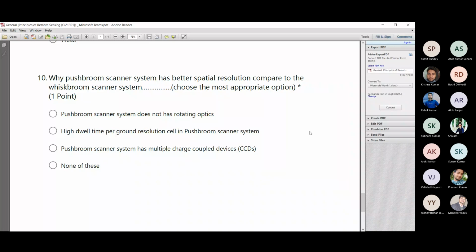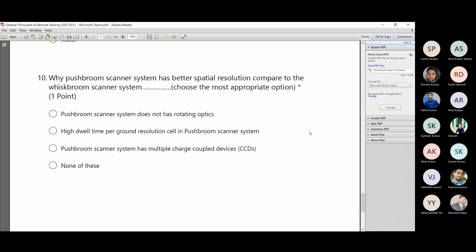In this last problem, the push boom scanner system has better spatial resolution compared to whisk boom scanner system. I think in this case, push boom scanner does not have rotating optics. The same problem is given earlier, but in this case, options are different. The second option is high dwell time per ground resolution cell in push boom scanning system. Push boom scanner system has multiple charge coupled devices and none of these. So you need to choose the most appropriate option among these four.